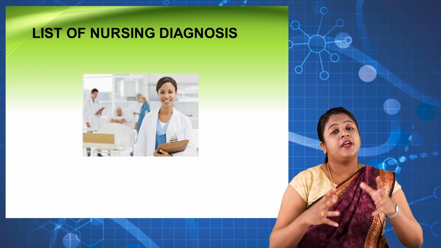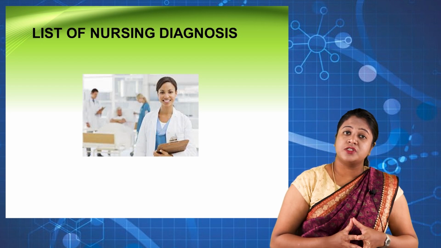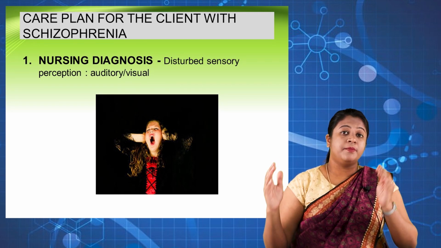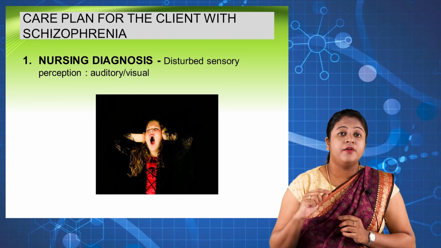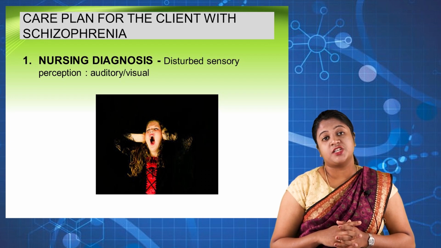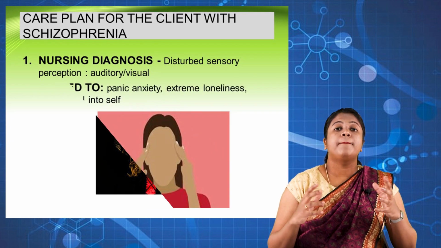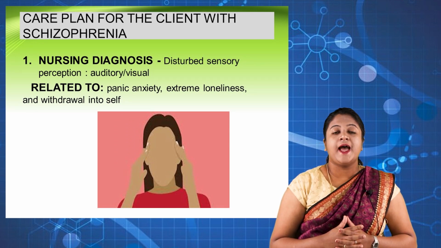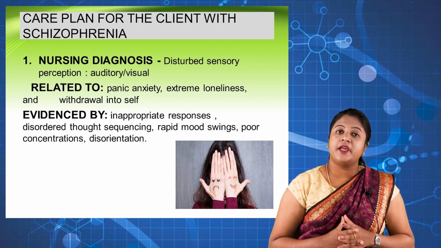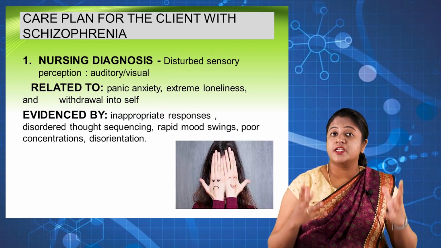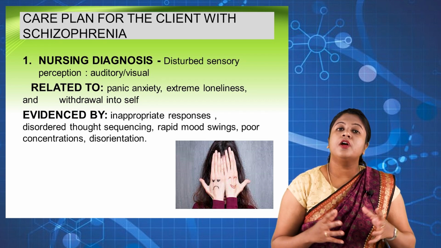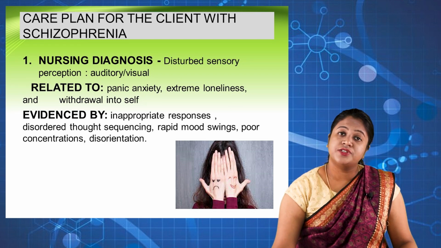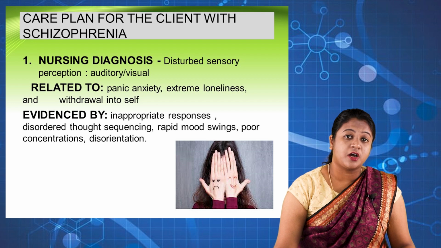Now, based on the symptoms the client is exhibiting, you can plan the nursing diagnosis and do the intervention. So here I'm going to talk about a few nursing diagnoses and the interventions. Number one is disturbed sensory perception, because of the auditory or visual hallucination which the patient is having, related to panic anxiety, extreme loneliness, and withdrawal to self, as evidenced by inappropriate responses, distorted thought sequencing, rapid mood swings, poor concentration, and disorientation. Right, this is the first nursing diagnosis that you can state.